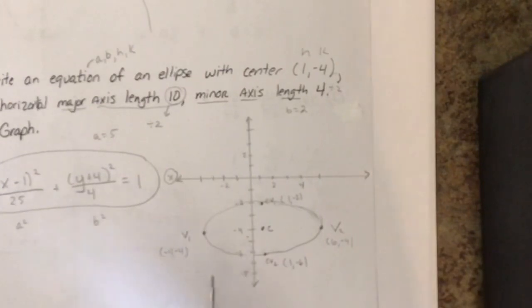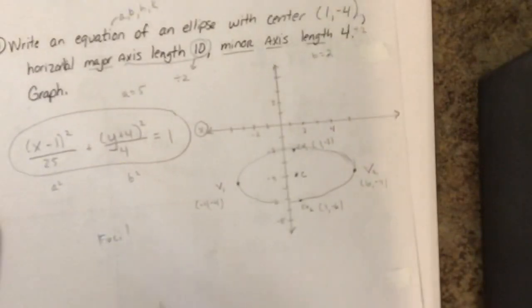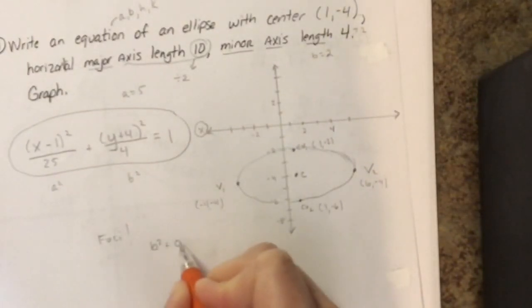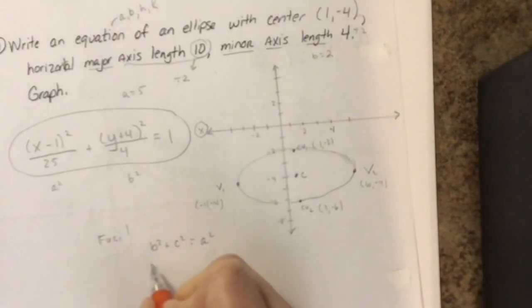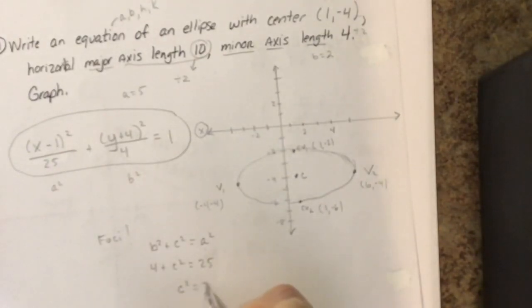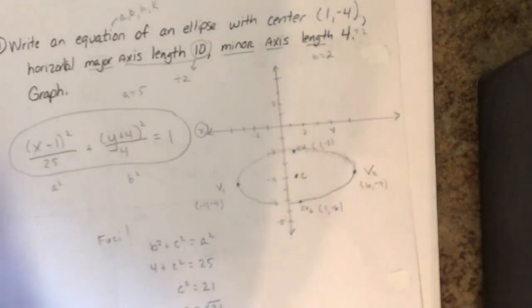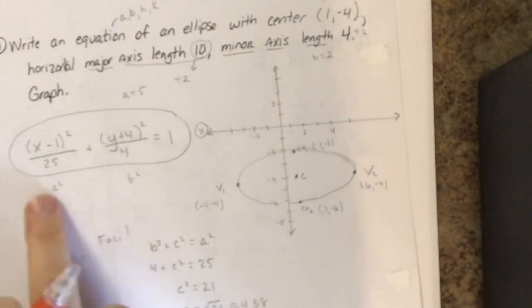But we also want to always include the foci. So lastly, I'm going to use the Pythagorean theorem switched around because a is the longest. b squared, which is 4, plus c squared, I don't know, equals a squared, 25. c squared is 21. c is the square root of 21. That's about what? About 4.58, 4.6. Not that different from a. Of course, it's smaller than a. a is 5.